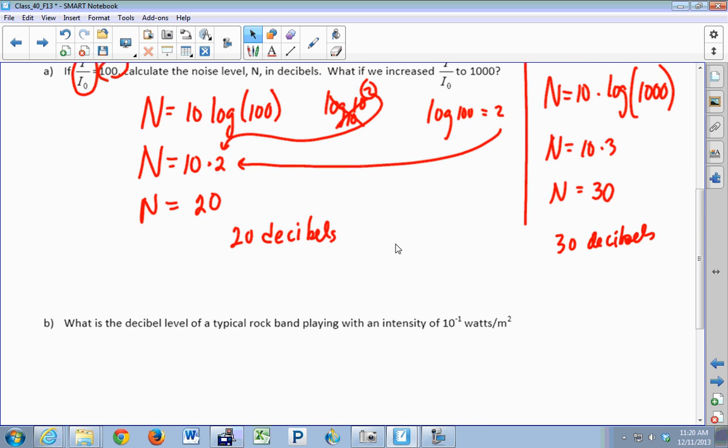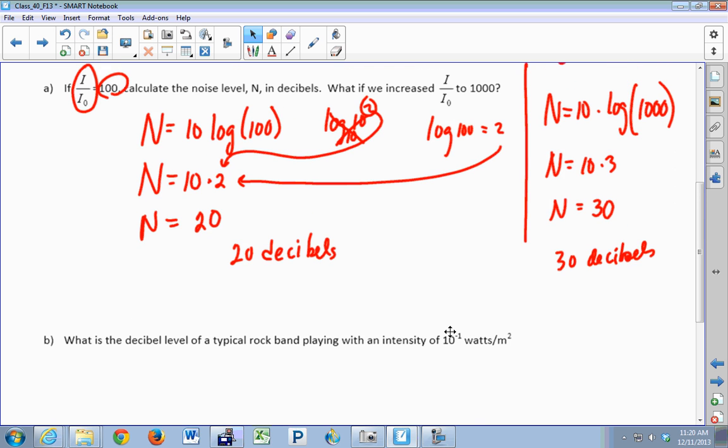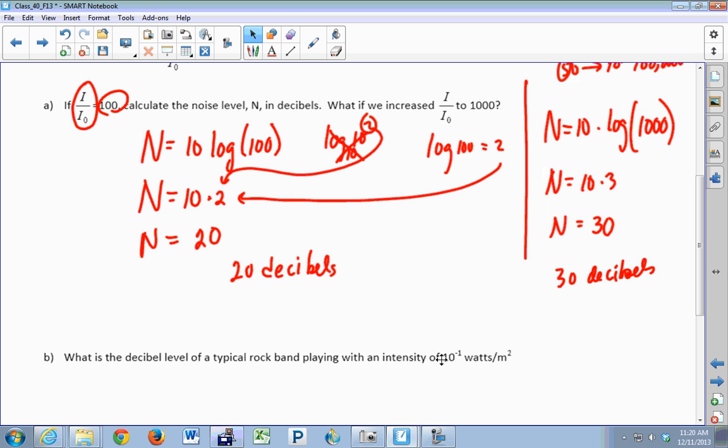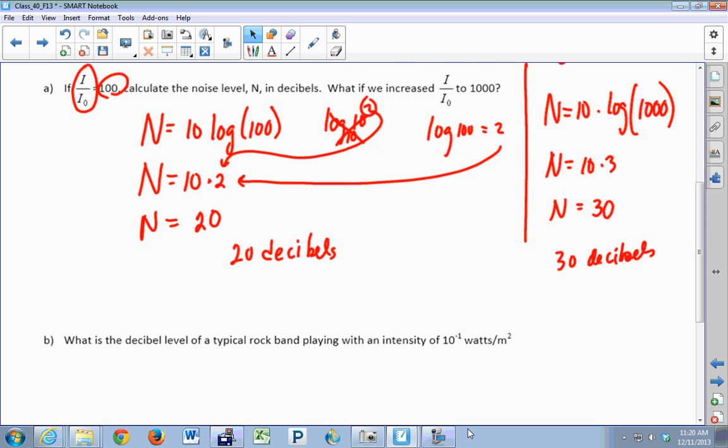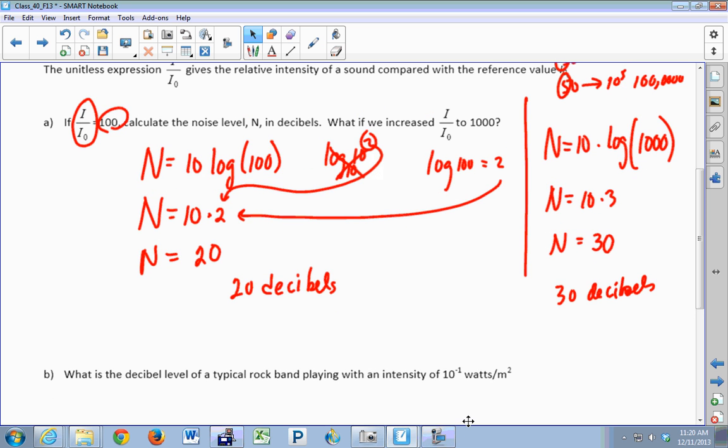So what about a typical rock band? This is the intensity that they play at: 10 to the negative 1 watts per meter squared. So that's the value of I. I want you to try doing this calculation.